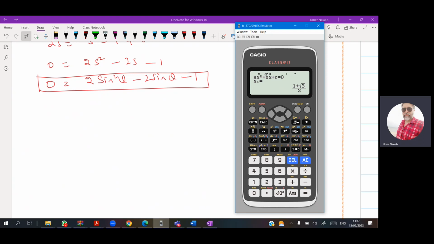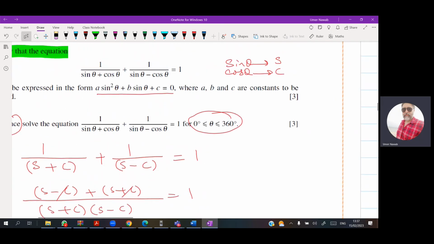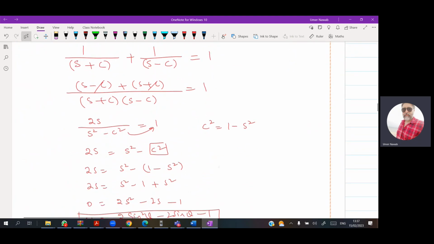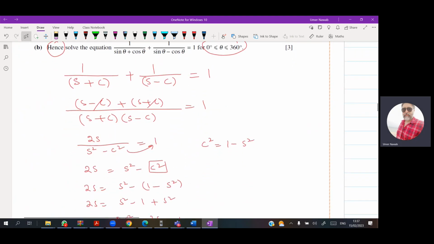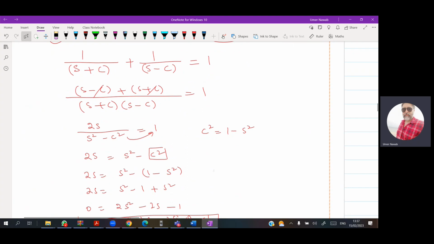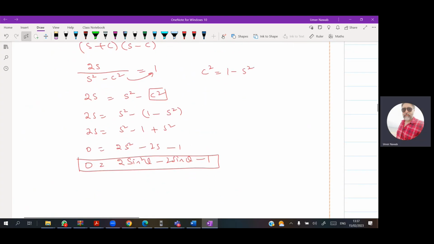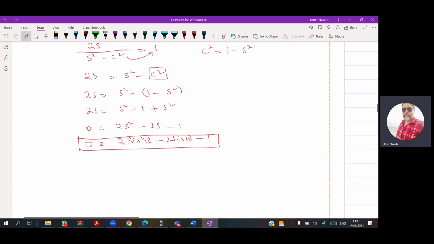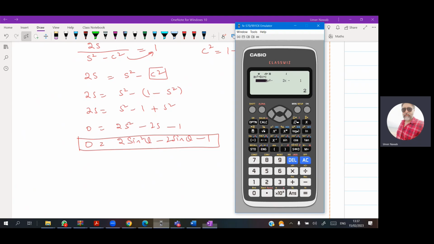Interestingly, guys, I got my answers in decimal form. Let me check why this happens to me. Did I make any mistake? No, I didn't make any mistake. This is all fine. Okay, go ahead. So 2, enter, minus 2, enter, minus 1.